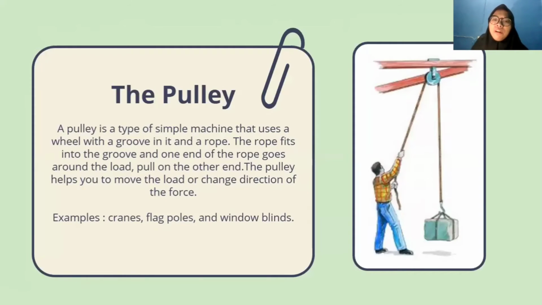The next type is the pulley. What is a pulley? A pulley is a type of simple machine that uses a wheel with a groove in it and a rope. The rope fits into the groove and one end of the rope goes around the load. Pull on the other end. The pulley helps you move the load or change the direction of the force. Examples are cranes, flagpoles, and windows.